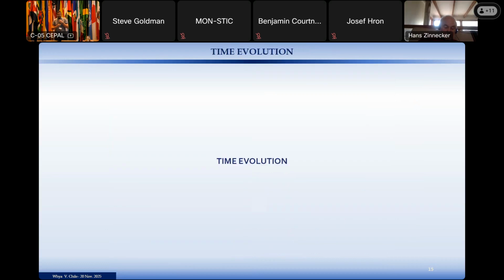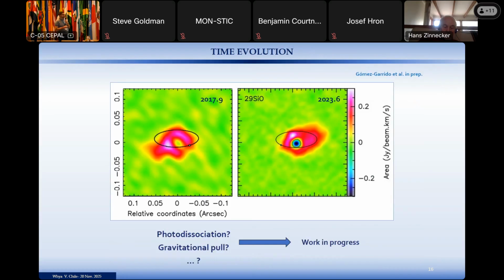And we can compare observations, again, separated by a few years. In these two maps, what you can see is the emission of 29 SAO in 2018 and 2024, more or less. On the left, you can see the brightness distribution in this epoch, and here is the predicted orbit for the white dwarf, and here is the predicted position in this epoch. And again, in the other case, a few years later, the white dwarf is probably located here.